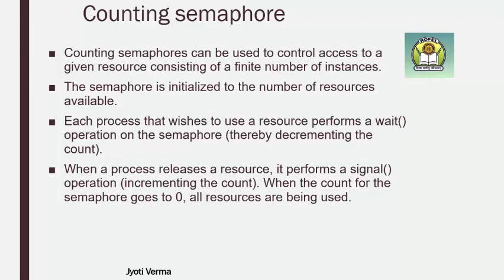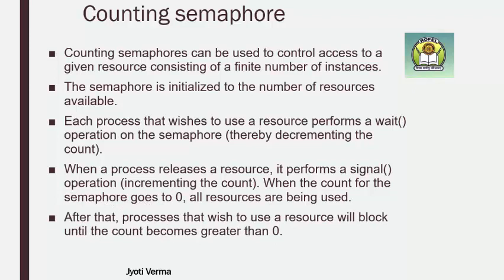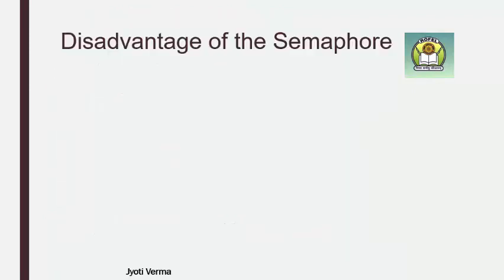When the count for semaphore goes to 0, all the resources are used. That means no resource is available in the system. After that, a process that wishes to use a resource will block until the count becomes greater than 0. If all the resources are unavailable, the value of count becomes 0 and the process will have to wait till the value becomes greater than 0.